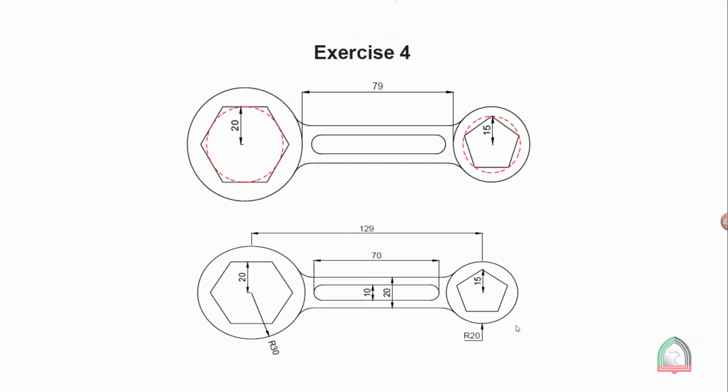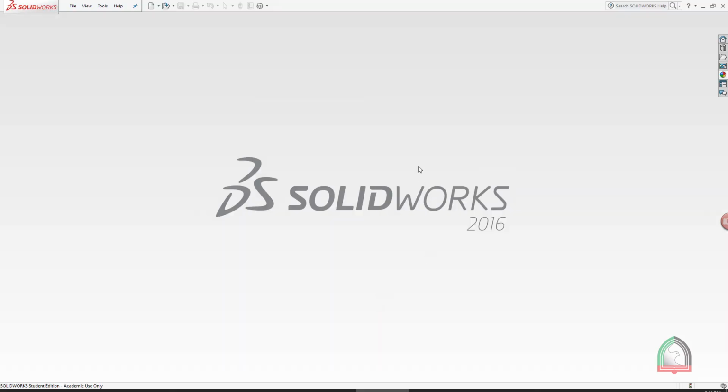So here we have exercise number 4. In this particular figure, we need to use polygons like a hexagon and pentagon, an inscribed circle and a circumscribed circle, and there are some other options we need to take care of, like this particular slot is exactly in the middle of these two circles. So we'll start straight away.